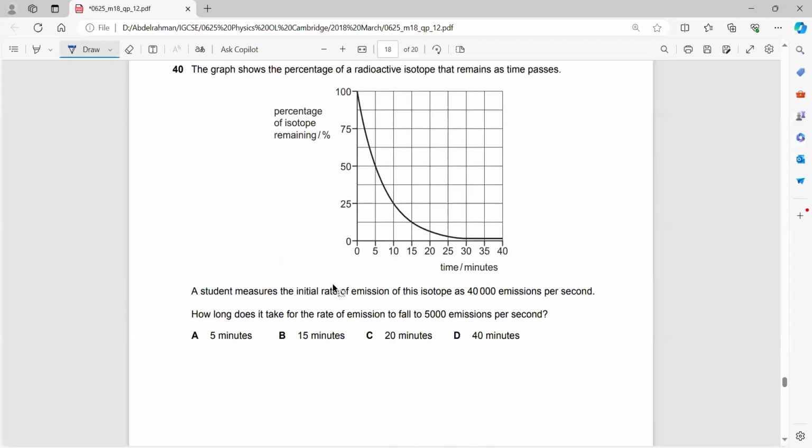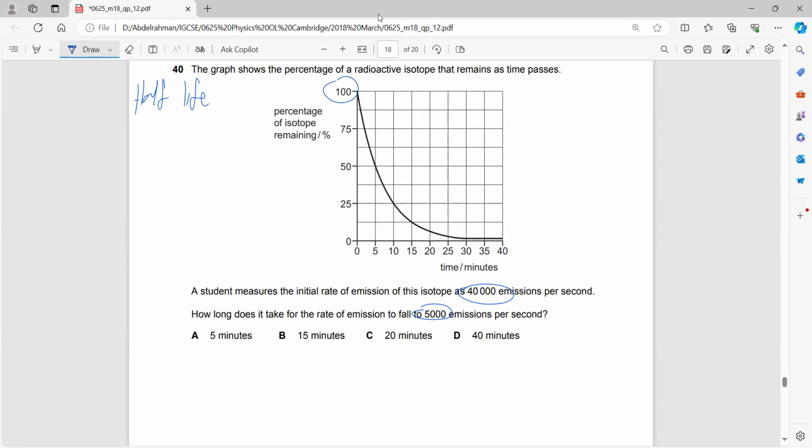Question 40. A very simple question now. A student measures the initial rate of emission as 40,000 emissions per second. How long does it take for the emission to fall down to 5,000 emissions per second? What should we do? First of all, you need to find the half-life. How can I find the half-life from the graph? Quite easily.